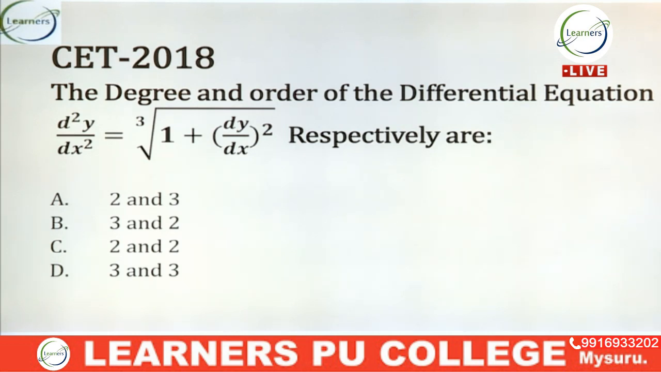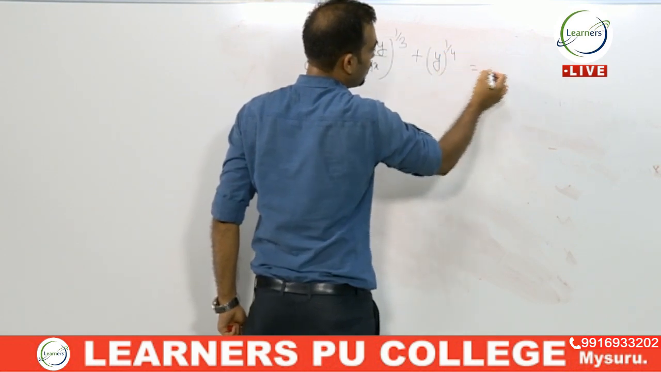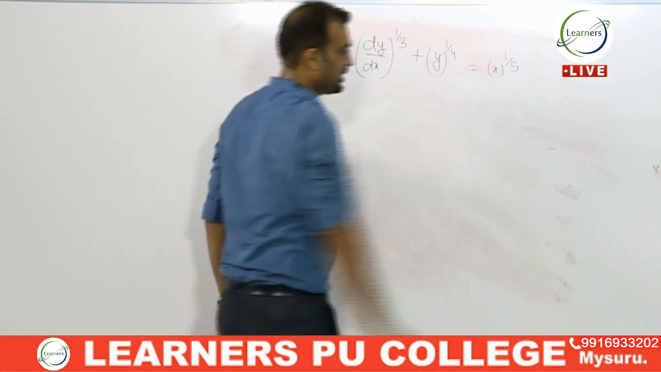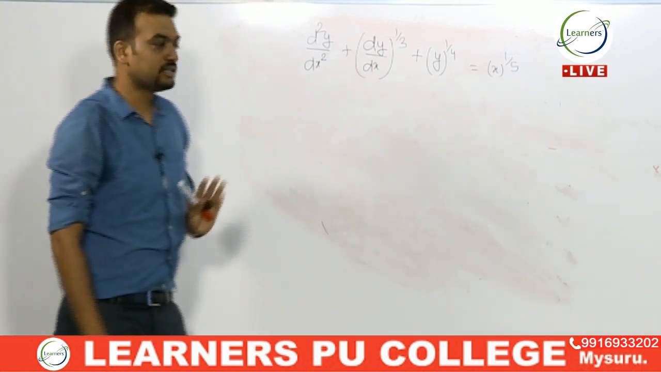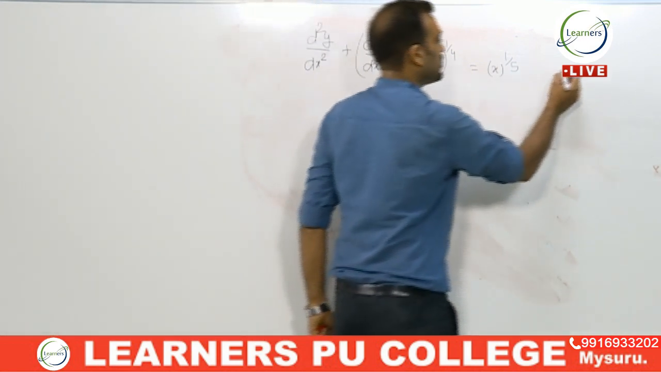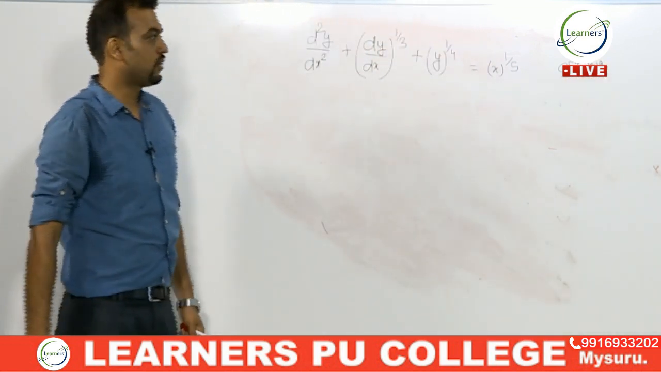Somewhere the problem was like this. I am taking this example because it has another concept which is very helpful for finding the degree. So this is d²y/dx² plus (dy/dx)^(1/3) plus y^(1/4) is equal to x^(1/5). This was the differential equation somewhere. I am not able to recall it exactly, but it was somewhat like this. CET 2018 or 2019 asked this problem. We have to find out the order and the degree.